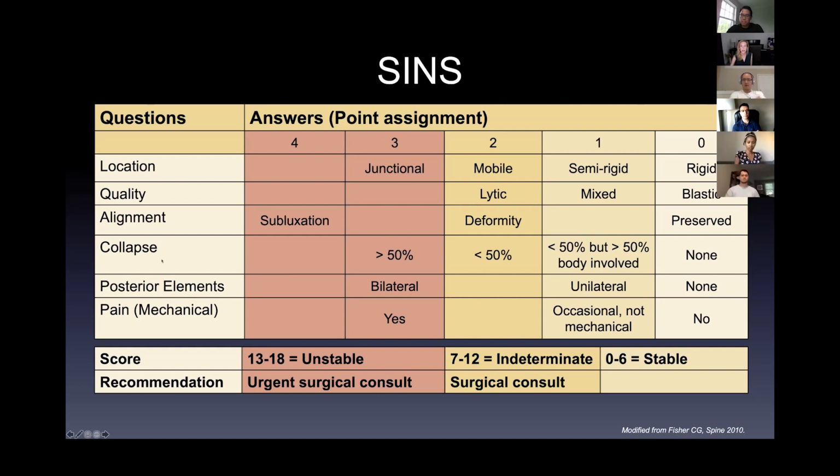So the SIN score itself, for those who don't know: for each of these questions, depending on your answer, you get a number of points, you add up those points, and depending on the total you get a categorization and can give your recommendation. So 13 to 18 points is unstable spine, urgent surgical consultation. 7 to 12 is that indeterminate area, but still probably a good idea to have them see surgery first. 0 to 6 is stable. That means they don't need a surgery consultation at all. They can go to their oncologist and get worked up for their treatment plan without worrying about spinal instability.